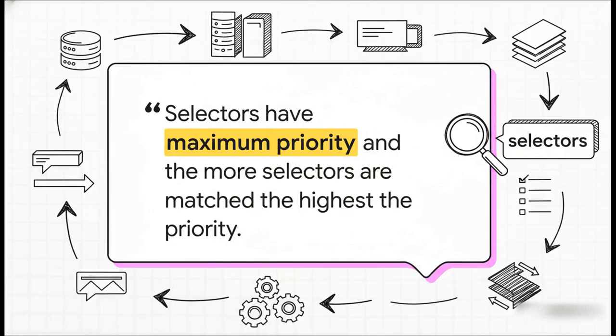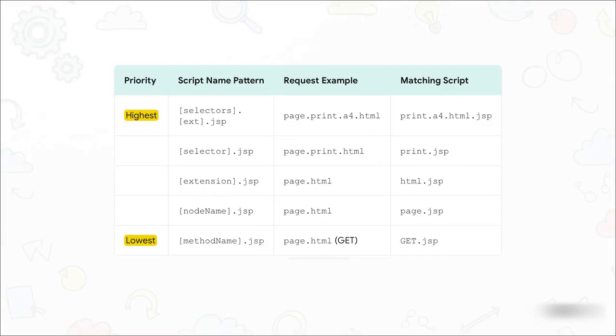And this right here is the golden rule. I love this quote from Veena Vikraman from the Adobe community. Always understand that selectors have maximum priority. It's all about specificity. The more specific your script's name is to the request URL, the more likely Sling is to pick it. It's always looking for the best possible match. And this table shows you exactly how that works. It's a strict hierarchy, from top to bottom.